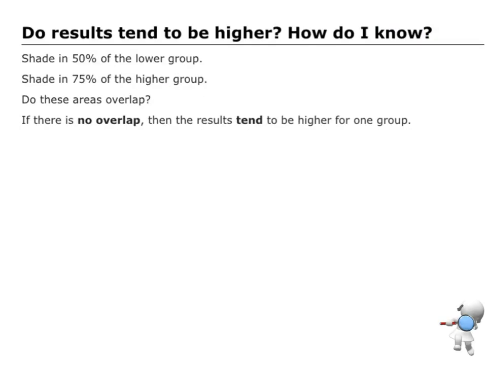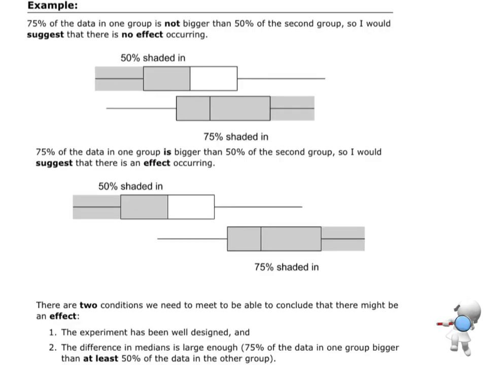So that's what I'm looking for: whether or not those overlap. Okay, and if I don't have overlaps, then I can say the results do tend to be higher for one of the groups. So let's have a look at an example there.